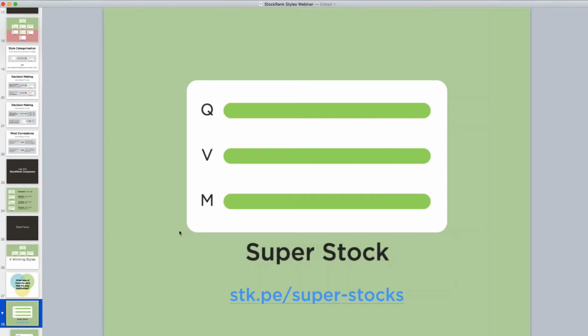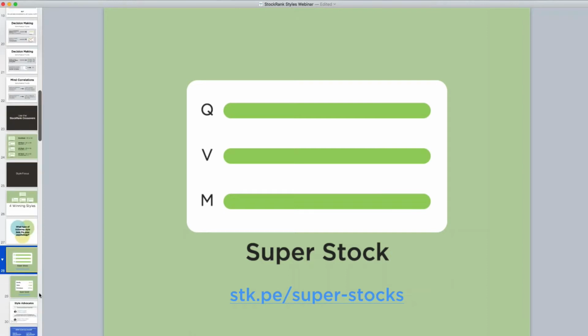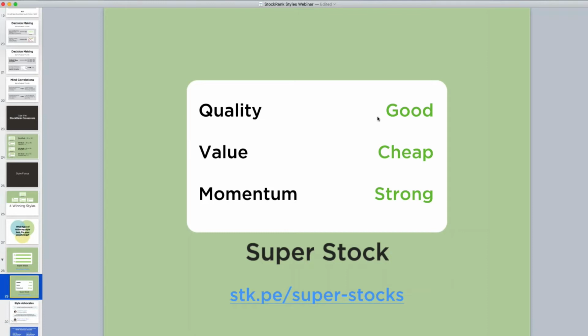On each of these pages, you will find a little link here, which links to an article that either Ben or I has written, which goes into a lot more detail on these ideas. So that's a link to Ben's super stock article. I do recommend reading them because you'll get a lot more information than I can possibly cover in this webinar. So a super stock tends to be high quality, high value, high momentum. The ranks will be high across the board. In other words, it's a good, cheap, and strong share.